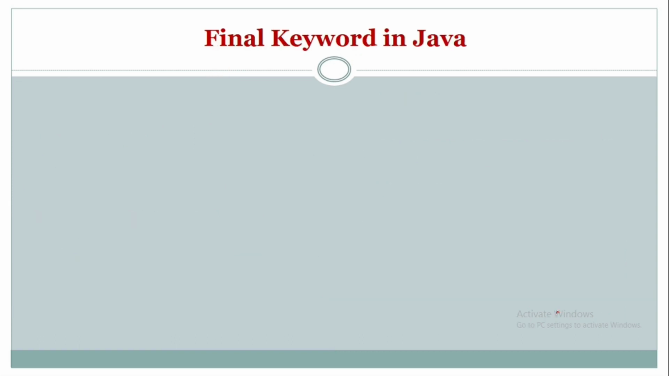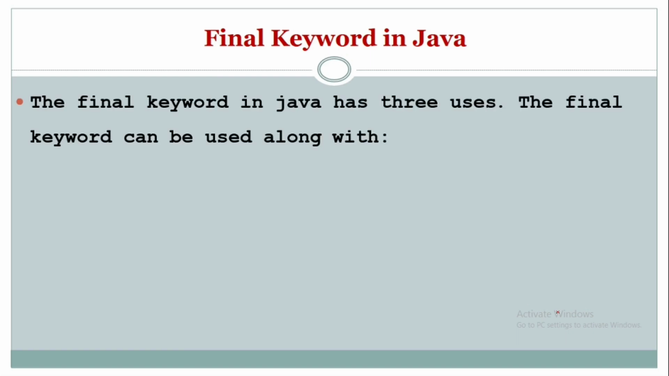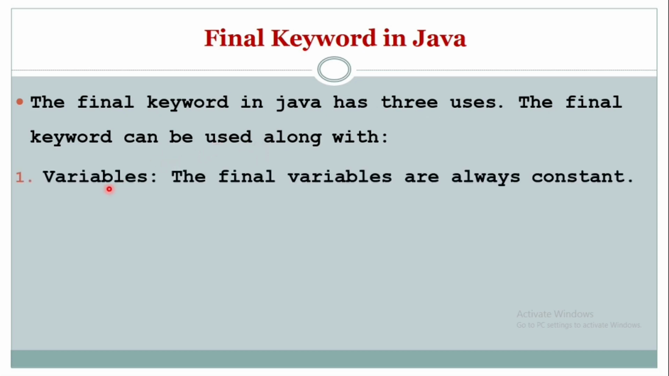Now let us explore the final keyword in Java. The final keyword in Java has three uses. The final keyword can be used along with variables. So the final variables are always constant. If you want to make any variable constant, you can make that variable final.